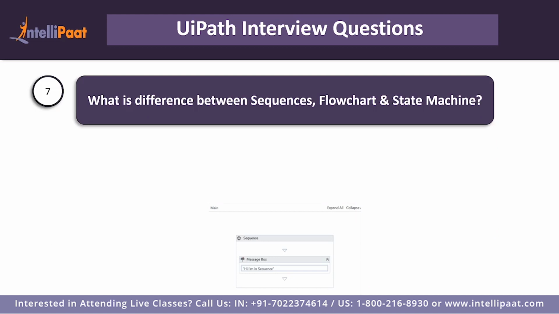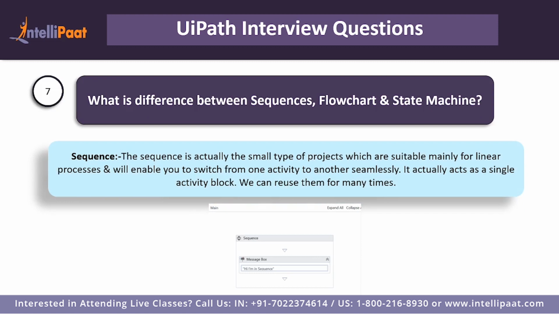So next question is, what is the difference between sequences, flowchart, and state machine? So let's start with the first one. What is a sequence? The sequence is actually a small type of project which is suitable mainly for linear processes and will enable you to switch from one activity to the other seamlessly, right? And it actually acts as a single activity block, and you can reuse them many times if you want. Given below, as you can see on the screen, there is a small example of what a sequence looks like in UiPath, and this is what it looks like in the visual designer. You can see the sequence is there, and in the sequence you can have a set of actions inside of it, and each sequence is responsible for running all of those actions sequentially, right?